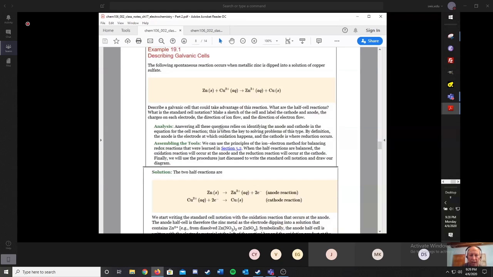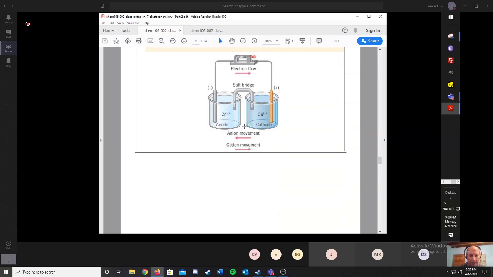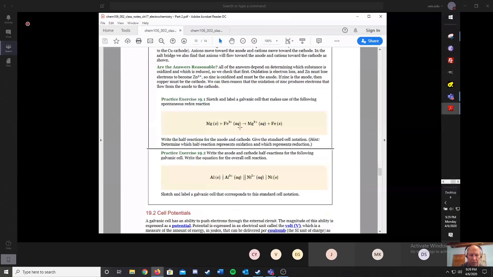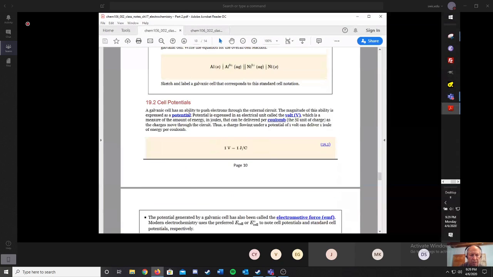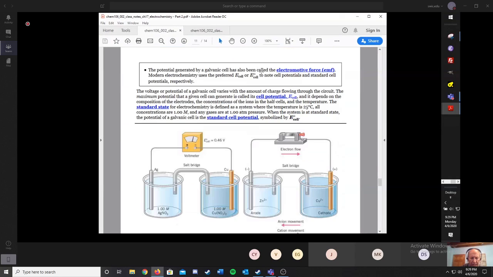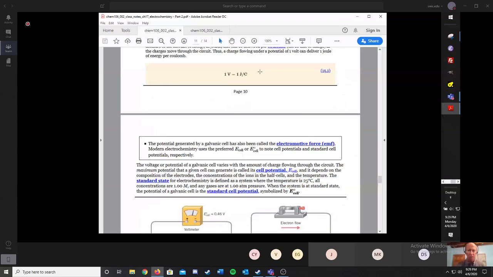See, there's more about half reactions here. The book does a really good job, I think, of explaining this, so be sure and have a look at it. It goes through more examples. Here's an aluminum nickel cell. Then it leads up to 19.2, where we start talking about voltage, cell potential, current, amperes, milliamps, and cell capacities, and all of that stuff. So that's where we'll pick up on Wednesday. It's 19.2.